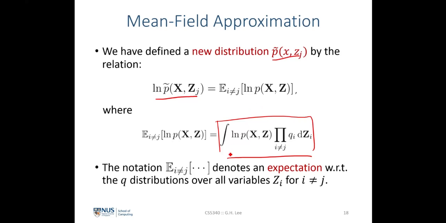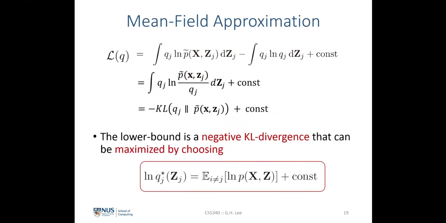And we can simply rewrite this expression here into the expectation over the complete log likelihood on the joint distribution of the q_i's, where i here is simply not equal to j. Here we'll simply shorthand this particular expectation term with this expression, log p tilde of x and z_j, that we have defined in the previous slide.